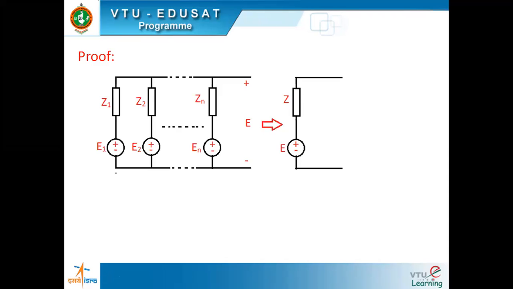So for Millman's to be applicable, whatever circuit is given, you have to bring it to this particular form. If it is given in this form, it's fine, it is a straightforward problem. Sometimes they will not give you the circuit in a straightforward fashion like this. In that case you need to bring the given network into this form before finding the combined Z and combined EMF. Is that okay with you? Fine. So let's see the proof now.